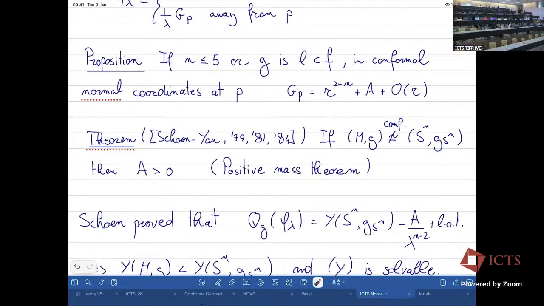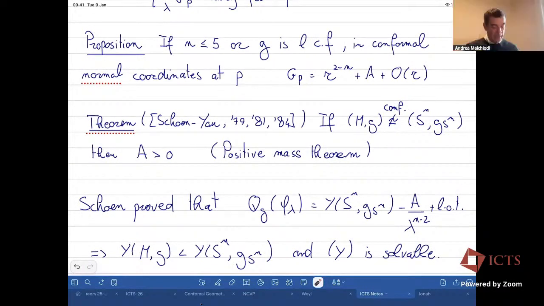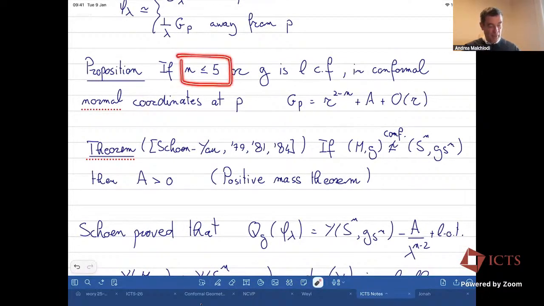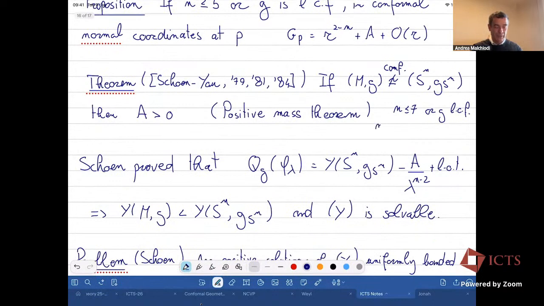Can you hear me? Yeah. In the positive mass theorem, is this A positive for any dimension n, or only for n less than or equal to 5? Here I'm assuming n less or equal to 5, or the manifold locally conformally flat. In fact, for this result, they proved it for n less or equal than 7, or the metric g locally conformally flat.